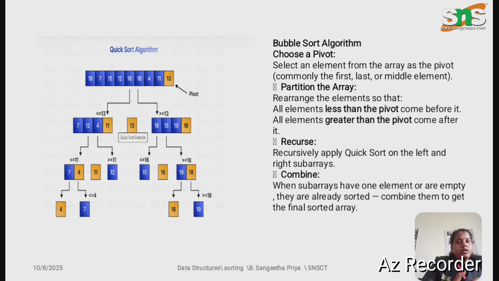Recursively apply quicksort on the left and the right subarray. Combining: when a subarray has one element or is empty, it is already sorted; combine them to get the final sorted array. Hope you all understand this quick sort algorithm.